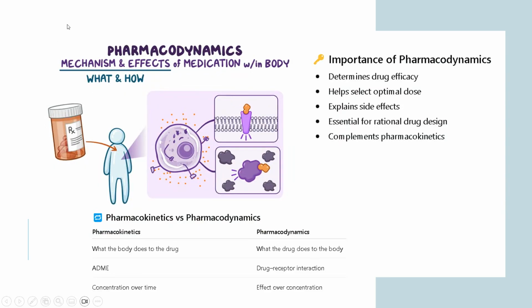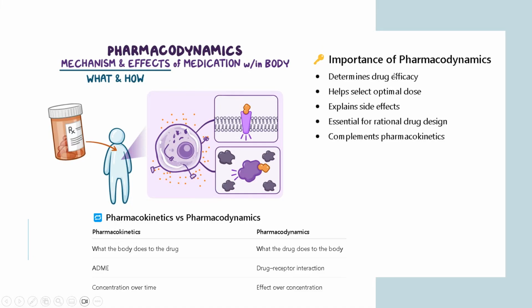So, to simplify these things, I have just taken this one-to-one comparison of pharmacokinetics and pharmacodynamics. As you can see here, pharmacodynamics is the mechanism and effect of medication within the body. How the medication is acting in our body, what it is doing, and how the response of our body is going to happen. So this is known as pharmacodynamics.